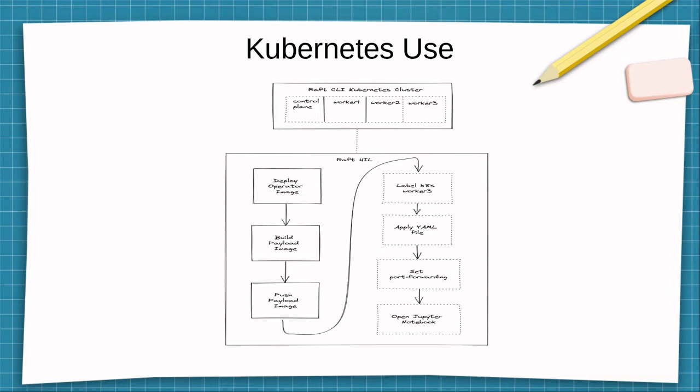For drone use, a Kubernetes cluster is created via the Raft CLI with access provided to the Hardware in the Loop program. When HIL is executed, the operator image is deployed and the payload Docker image is built and pushed to the local host. One of the Kubernetes pods is labeled for use with the payload, and that payload image is deployed to the pod. The cluster is configured for port forwarding, and the URL for the Jupyter notebook is used to open the notebook.